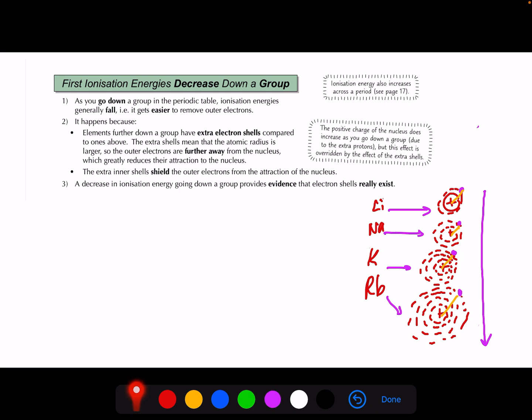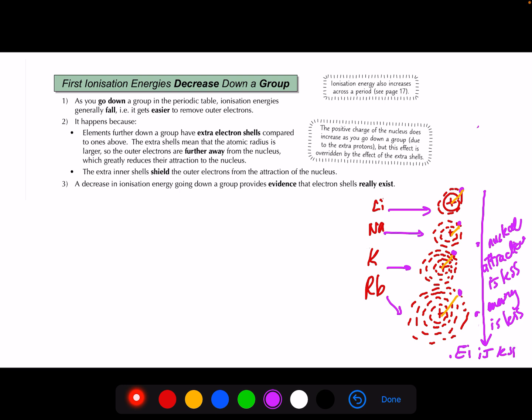That means it goes without saying that the nuclear attraction is less over the outermost electron that I need to remove. Nuclear charge attraction is less. That means definitely the energy required to remove this electron is less. And hence, the ionization energy is less. That's it.